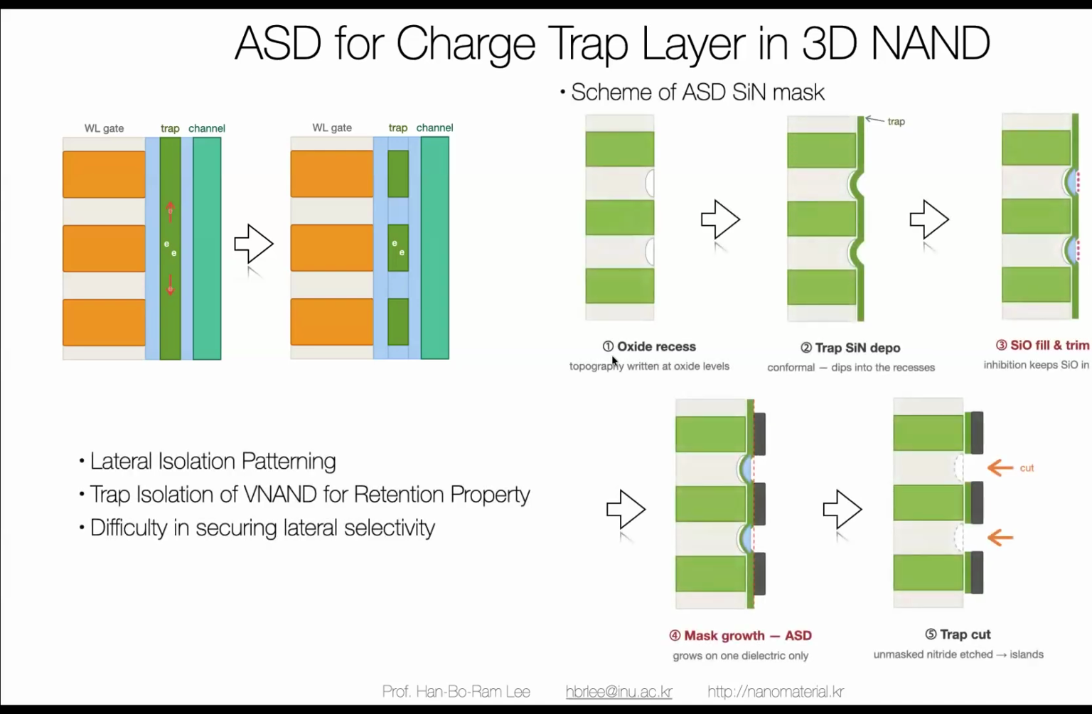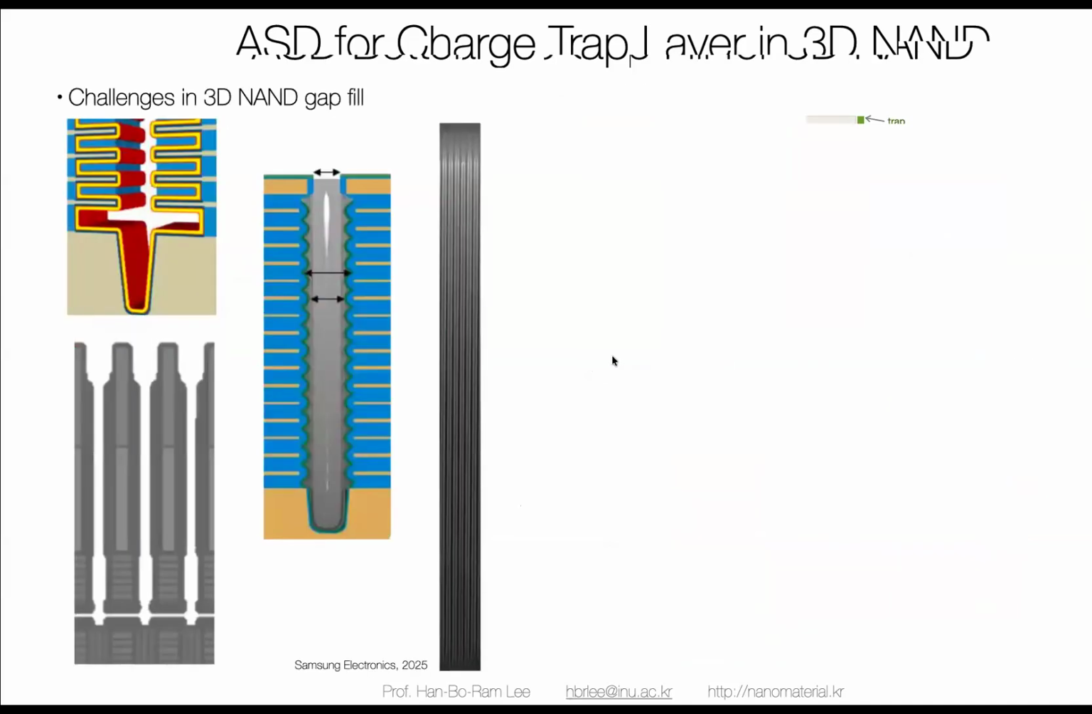So this is the real fabrication process. We have the ONO structure, make some recess, and then deposit silicon nitride, and then etch it out, and then make a selective growth for the mask, and then deposit silicon and remove the recess area. By using this fabrication process, we can overcome the cross-talk problem.